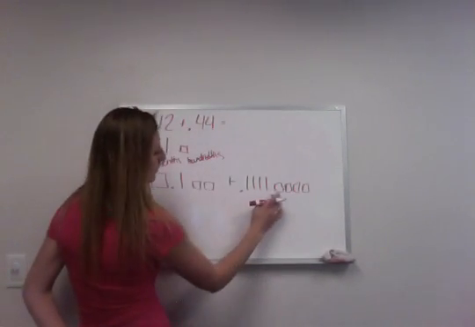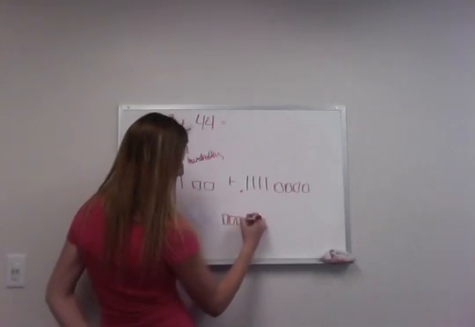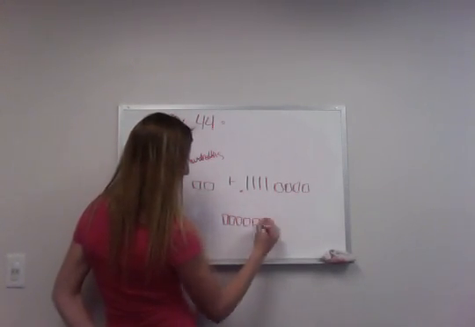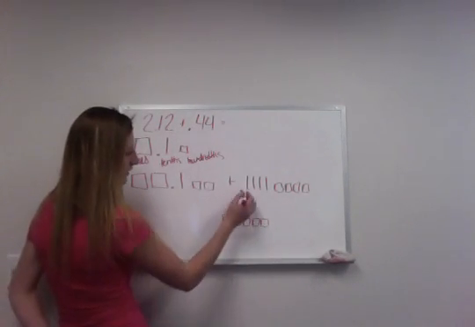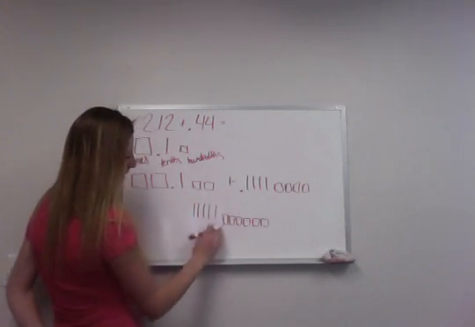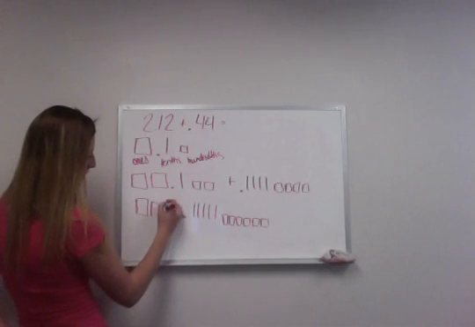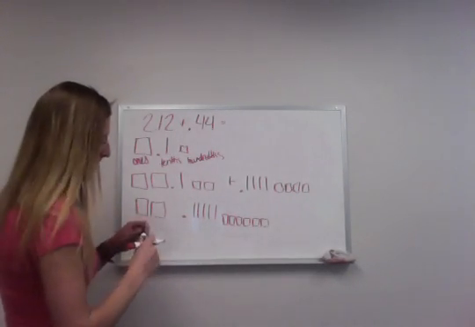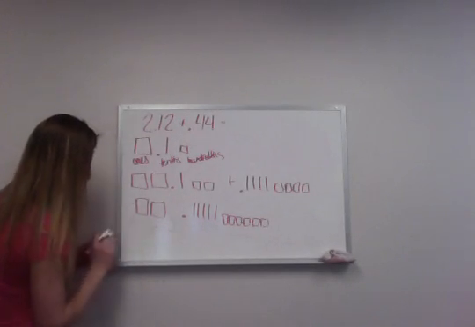So we have 1, 2, 3, 4, 5, 6. So we draw 6 hundredths. 1, 2, 3, 4, 5, 5 tenths, and then 2 ones. And so then we can gather this.